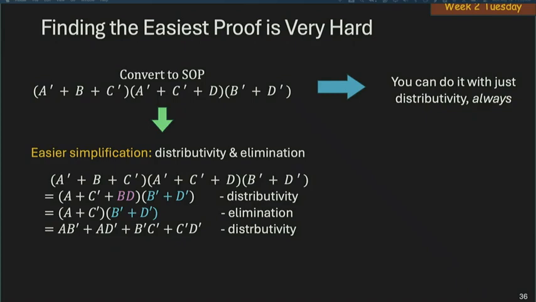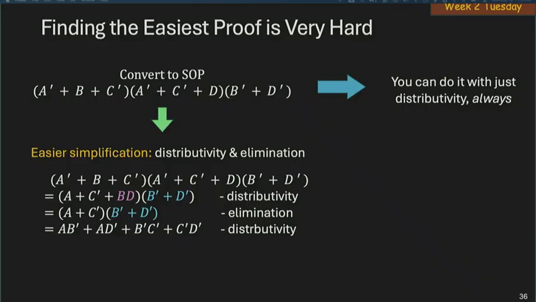And in this case, once I apply distributivity on A prime, I get A prime C prime over here, then BD can be seen as a complement of B prime plus D prime by De Morgan's theorem. And therefore, this can be eliminated by the elimination theorem. And then you still have to apply distributivity, but for a much smaller expression.